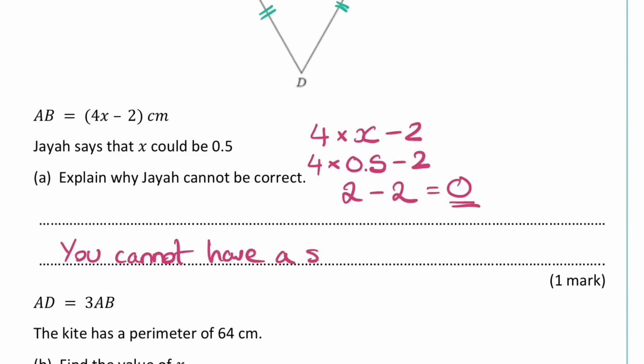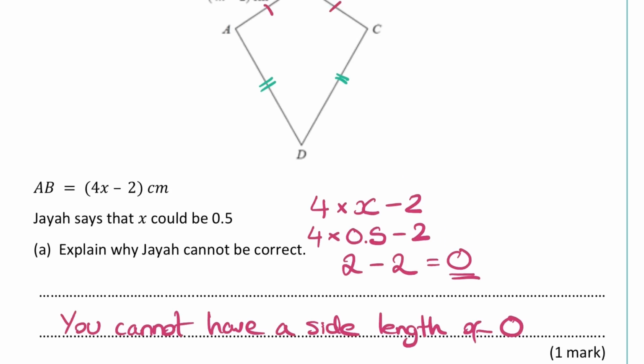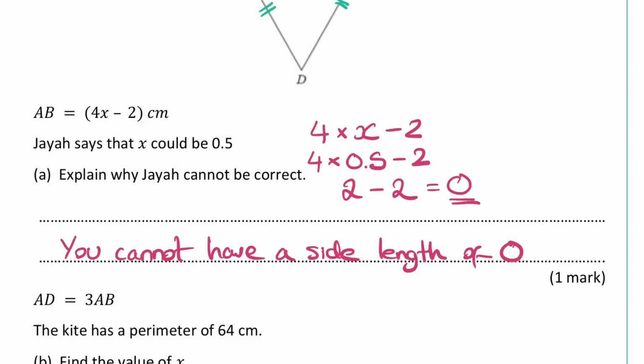Have a side length of 0. It's not possible. It doesn't exist if the side length is 0. So there we go, there's that one. Some substitution: you can always put your value of x back in. That's, of course, an incorrect value of x, but you could be asked to substitute your own value in.